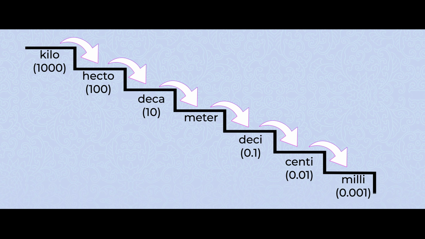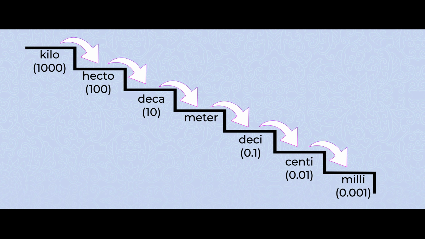You should know that each unit is 10 times smaller than the unit that is on its immediate top, which means kilo is 10 times greater than hecto, and hecto is 10 times greater than deca. Deca is 10 times greater than meter. Meter is 10 times greater than deci. Deci is 10 times greater than centi, and centi is 10 times greater than milli.